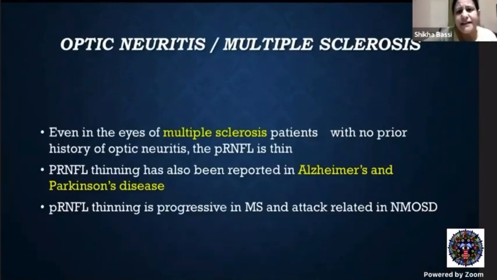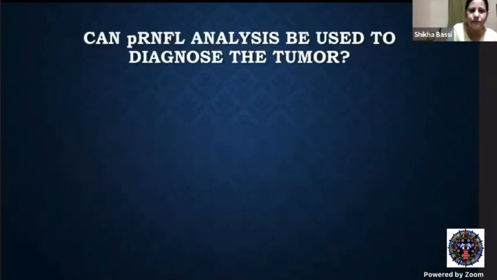Another finding in MS is that even if the patient has not had optic neuritis, they can have peripapillary retinal nerve fiber layer thinning. It is very similar to the thinning which is seen in other degenerative diseases like Alzheimer's and Parkinson's disease. This thinning is progressive in multiple sclerosis, and we also get thinning in NMO spectrum disorder, but that is very much attack related. Now we'll move to the afferent pathway tumors.